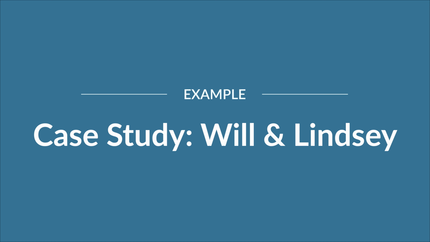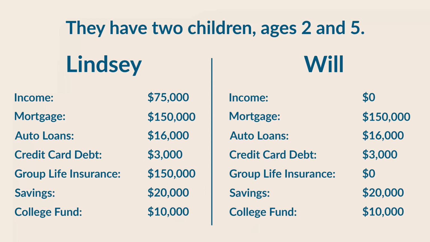So, let's walk through an example together. To illustrate, let's look at a fictional couple, Will and Lindsay. They have 2 children, ages 2 and 5. Lindsay makes $75,000 a year, and Will is a full-time stay-at-home dad. The couple decides they want a 30-year term life insurance policy. By the end of the term, their children will be adults, their mortgage will be paid off, and if they stick to a savings plan, the remaining spouse will have a retirement nest egg.